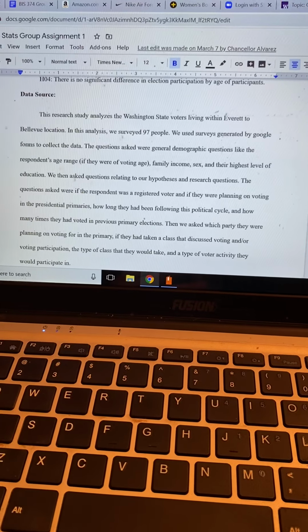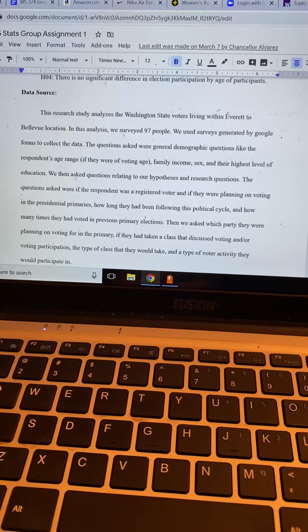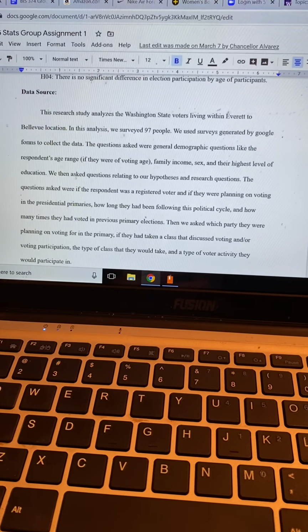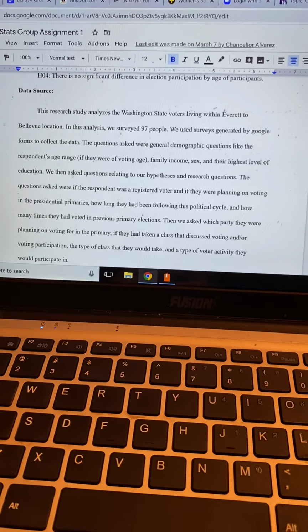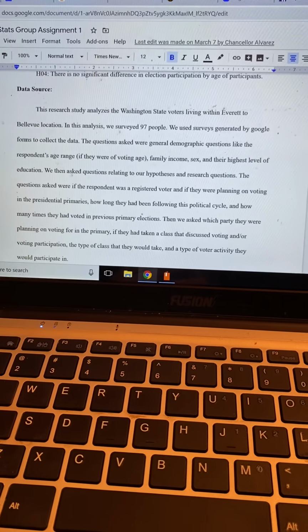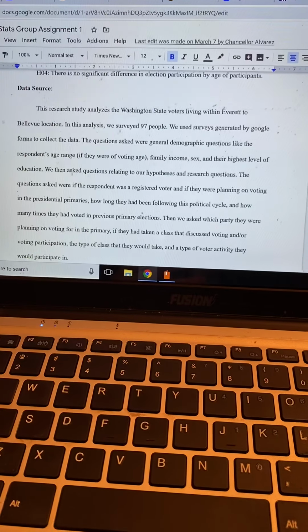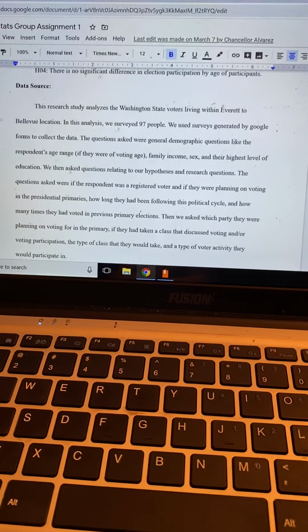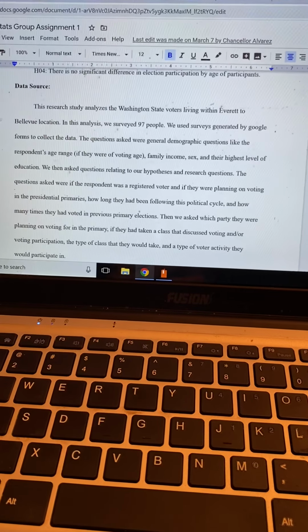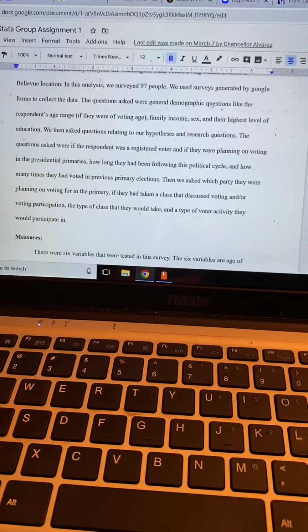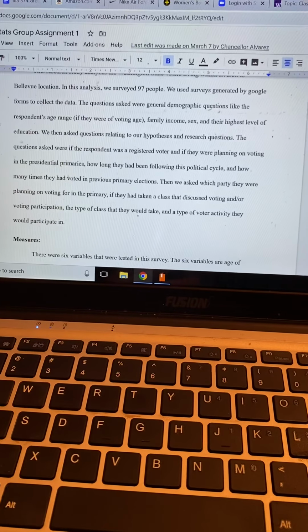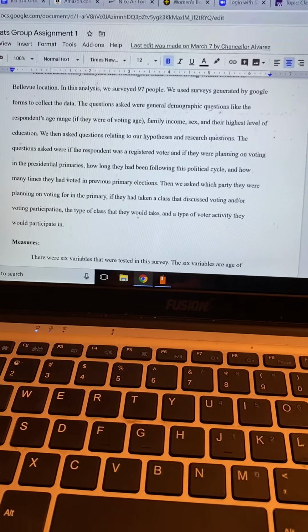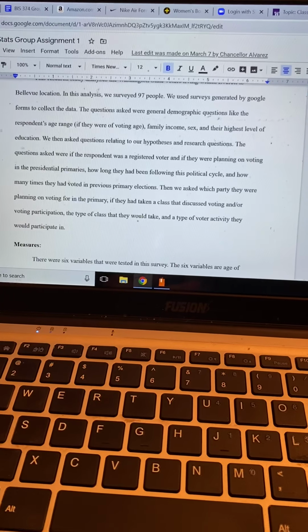We did a data source, so we gathered our analyses from 97 people, and this was asking them questions such as their income, sex, level of education, and their age range, and basically what I'd said previously, as in if they voted in previous primary elections.